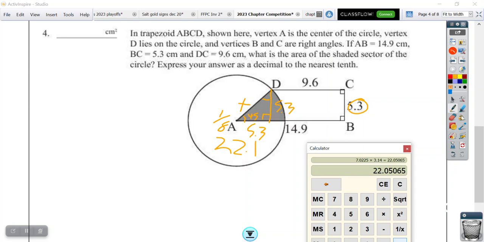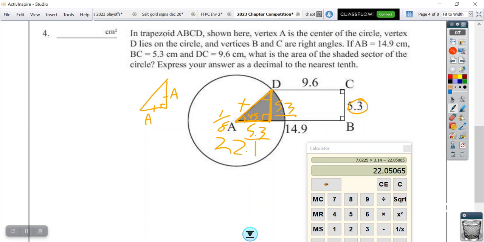Now, incidentally, the one thing I do want to bring up is, as soon as you know this is 5.3 and this is 5.3, what do you know about this triangle right here? It's an equilateral triangle. Not equilateral. It's isosceles. It's an isosceles right triangle. And we know that an isosceles right triangle has legs that are the same. So if this is A, what's this side right here? It's also A because it's the same thing.